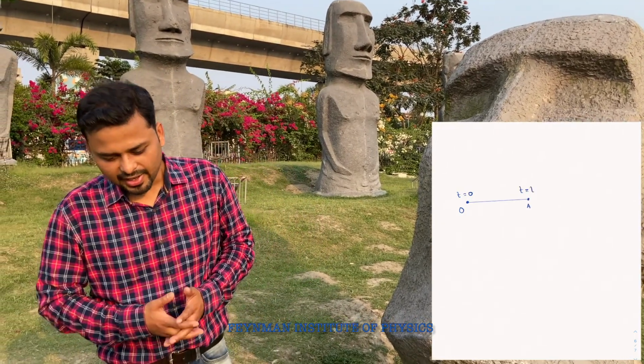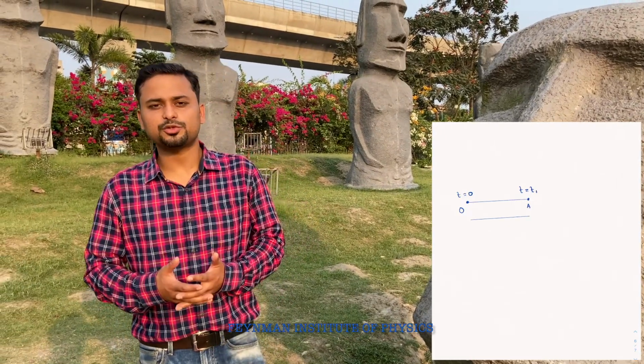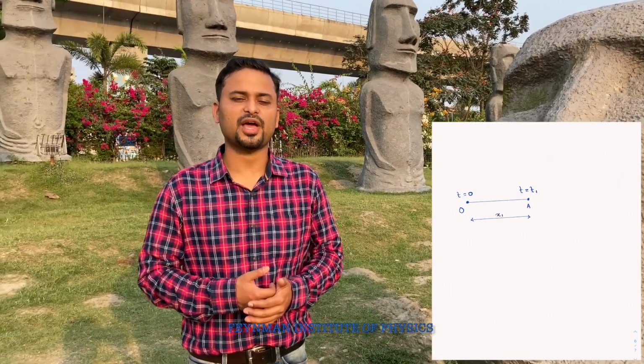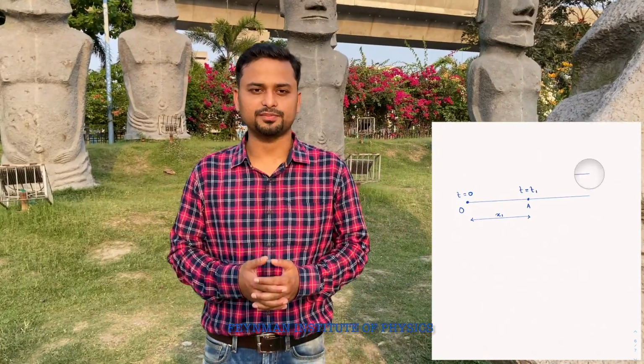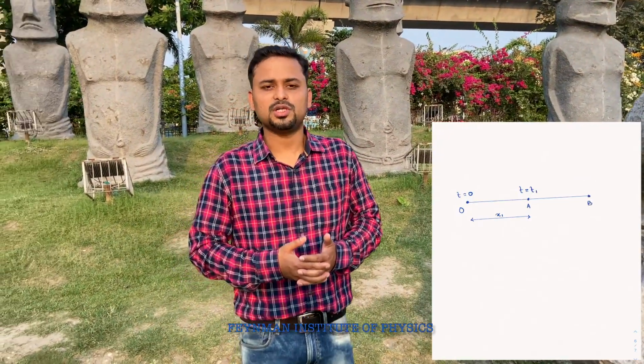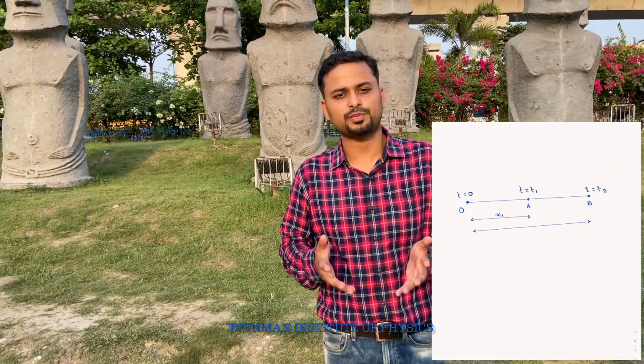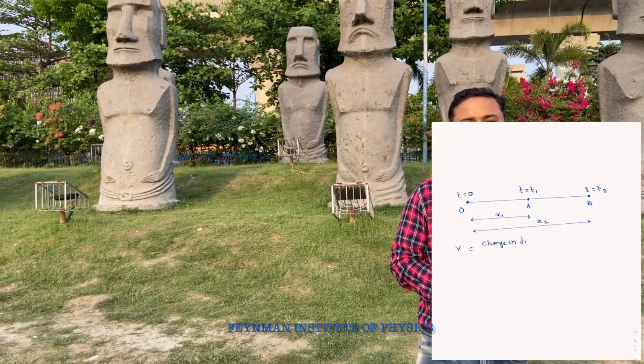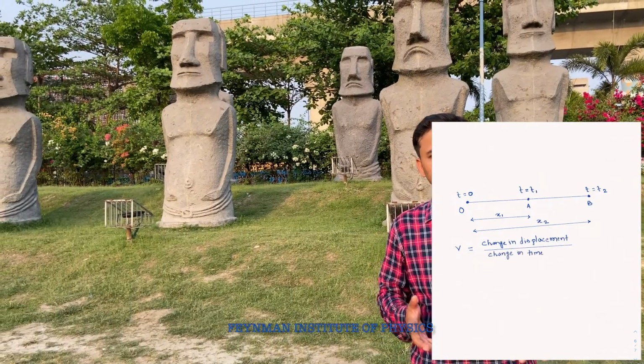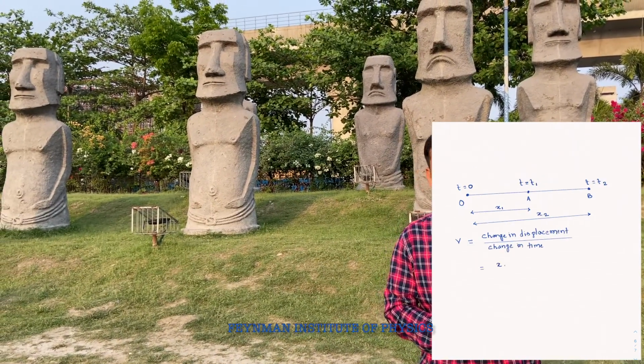Suppose an object at time t equal to 0 is at origin, that is at point O, and after time t1 it is situated at point A, which is at a distance x1 from the point O. And suppose after time t equal to t2 the object is at point B, which is at a distance of x2 from the origin. So if we want to define velocity now, then velocity should be defined as change in displacement by change in time. That is x2 minus x1 divided by t2 minus t1. So delta x divided by delta t.